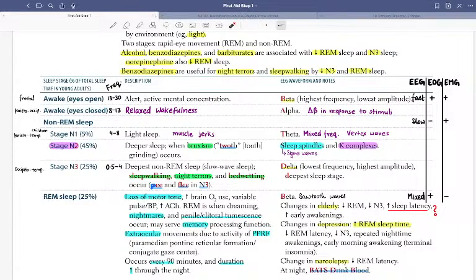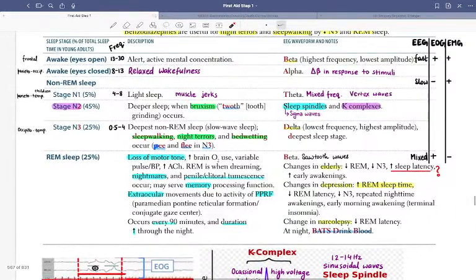Now we come to the table of sleep. First we have awake, eyes open, 13 to 40. Here we have mainly beta. Bats drink blood, that was the mnemonic. BAT, bats drink blood. We have alert, active mental concentration. Beta has highest frequency, lowest amplitude. Obviously the eyes keep on moving, so highest frequency, lowest amplitude.